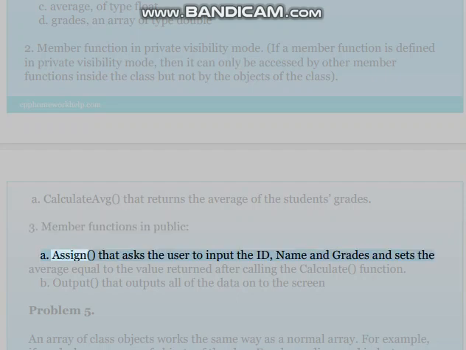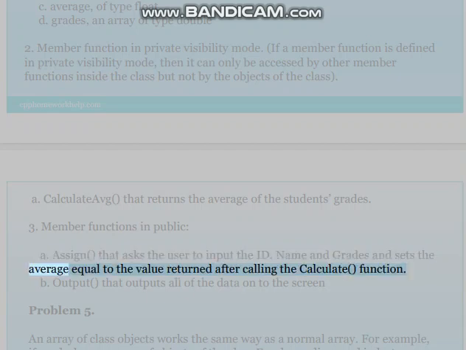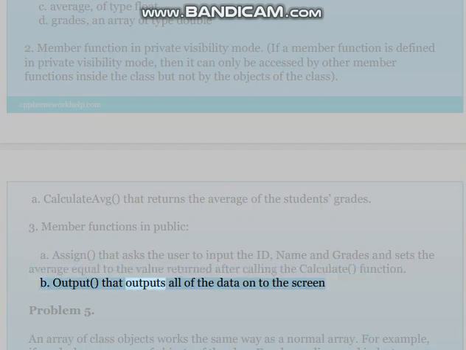A. Assign, that asks the user to input the ID, name and grades and sets the average equal to the value returned after calling the calculate function. B. Output, that outputs all of the data onto the screen. Problem 5.